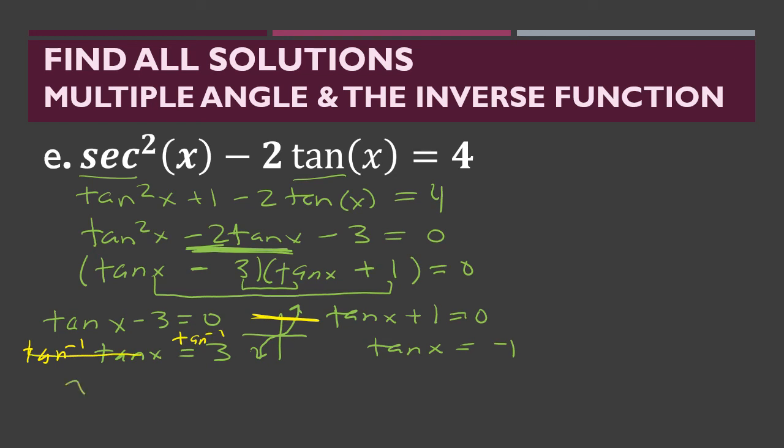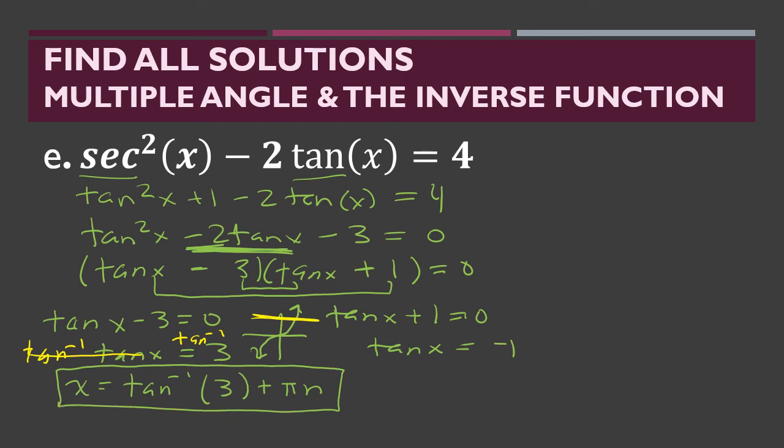So at this point, x is going to equal tangent inverse of 3. And then I need to add my period, so I'm going to add pi to that solution. So I really just get the arctan of 3 plus the period times n, and that is one of my solutions.